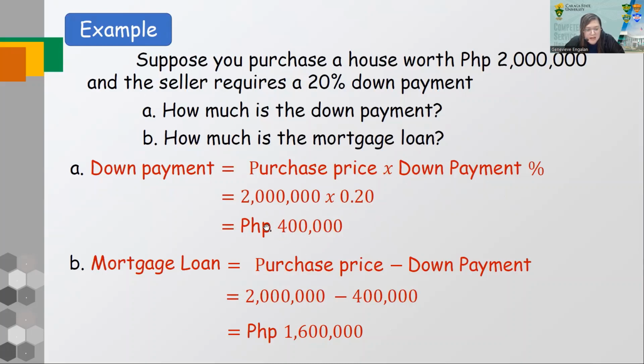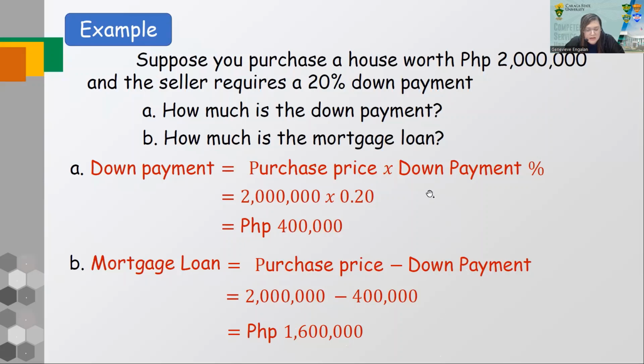So, mao na siya purchase price times 20%, that is 400,000. So, since naa man kay savings nga 400,000, imo na to siyang gibayad daan. So, gibayad nimo siya daan. So, imong giutang na lang sa bangko is 1.6 million. Mao ra imong utang sa ilaha. So, mao na ang gitawag nga mortgage loan.